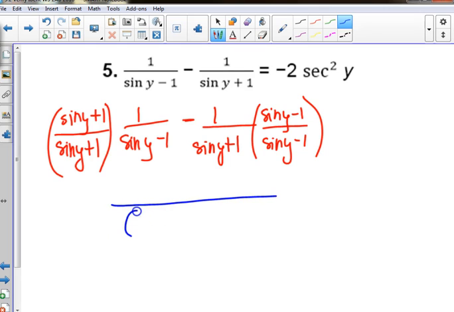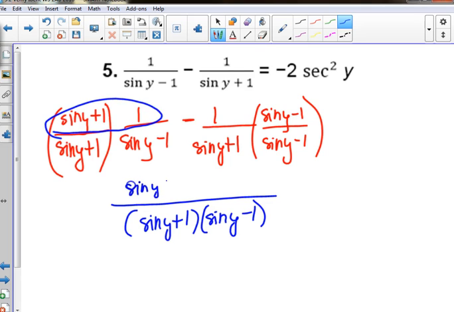Well, the denominator is going to have one of each. What happens here? I just get a sine y plus 1. But what happens over here when I distribute that negative? Minus sine y, be careful, plus 1. Okay. Which seems like it might be a good idea because what do I get on the top? A 2, right? And there's a 2 on the right-hand side?